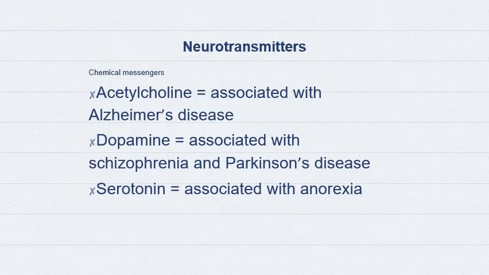So, when speaking of neurotransmitters, I have included here yung mga mas kilala nating neurotransmitters such as acetylcholine, no, associated with Alzheimer's disease, dopamine, associated with schizophrenia and Parkinson's disease, and serotonin, which is associated with anorexia. Marami pa kayong alam na ibang neurotransmitters, tama? Pero ito lang yung iba kong ibinibigay para ma-refresh lang tayo with the topic.